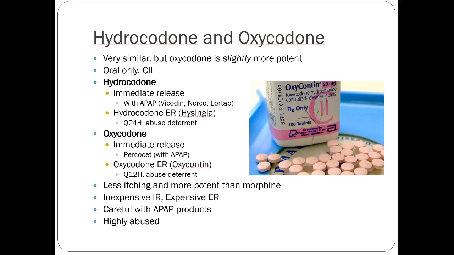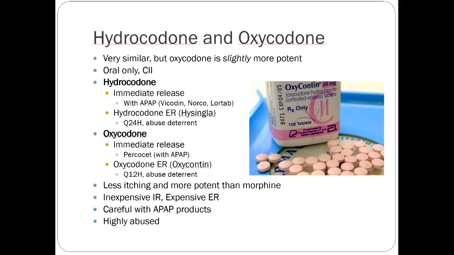So now they're the same thing, meaning that they both have a very high potential for abuse. That's the class that the DEA gives them. C1 means no medical benefit, and then 2 through 5, it's just varying degrees of how likely this drug is to be abused by the general population. And these ones get a C2, highly likely to be abused.